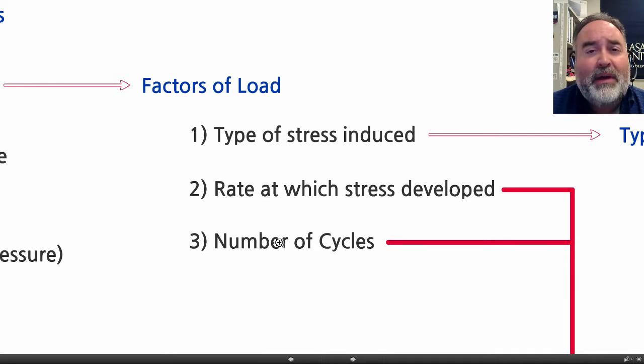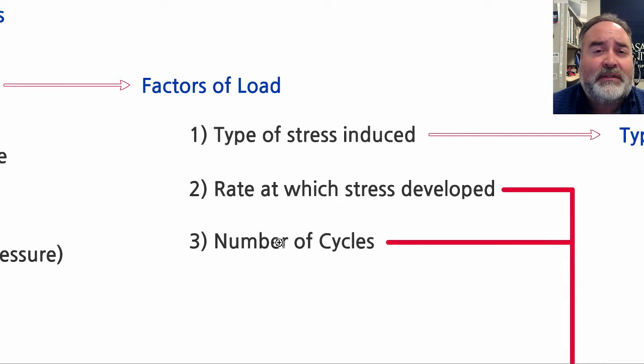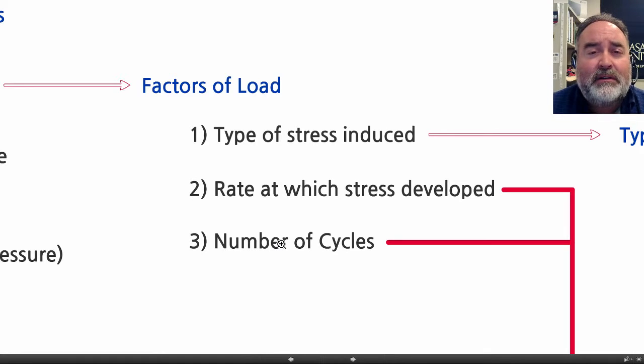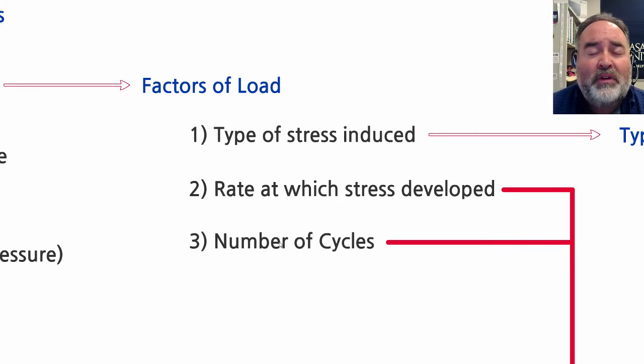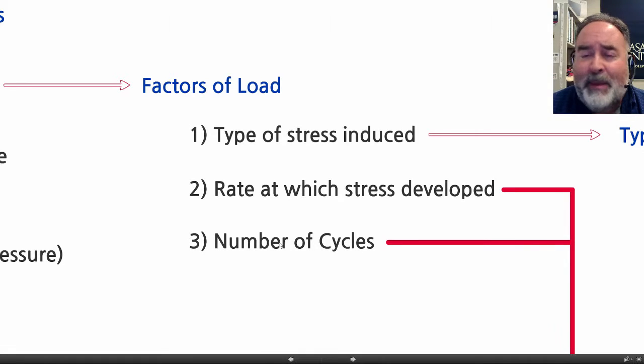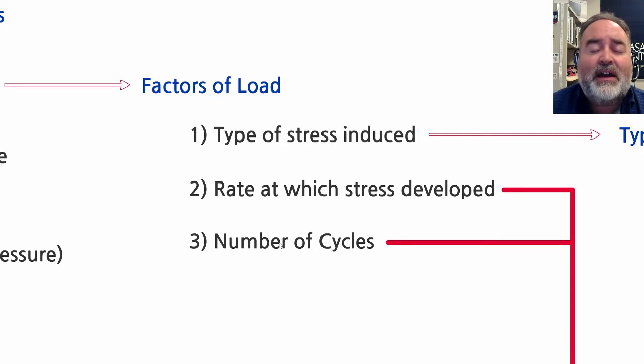The other thing we're going to worry about is, once we determine what type of stress and how fast we induce it, we have to worry about number of cycles. If the material happens to survive after doing it once, so say we open and close a hinge, maybe we want to go ahead and cycle that hundreds of times, tens of times.